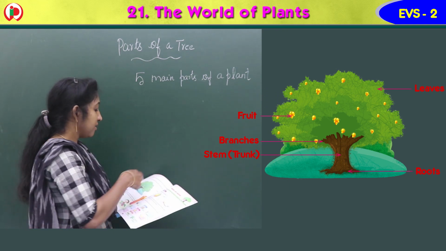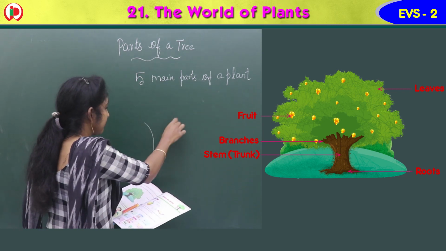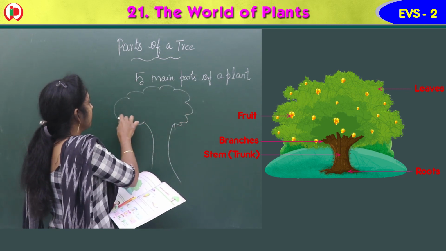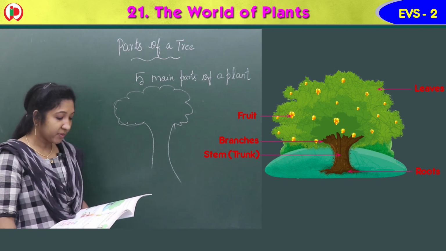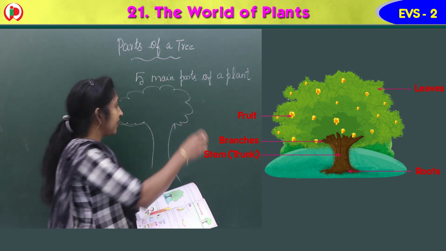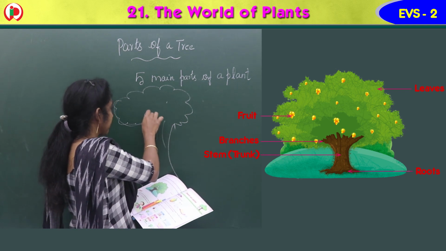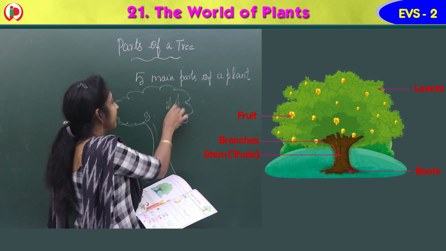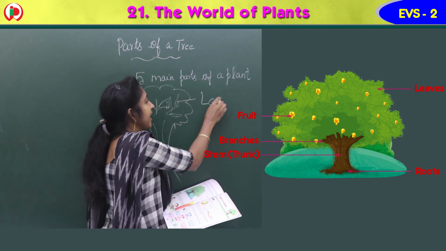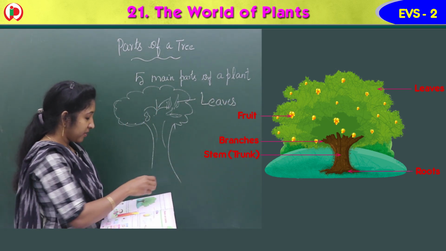Okay, let's see. Here that green color thing. Yes, green color. What is that? Yes, they are leaves. They have shown a big tree here. In the image you can see a big tree. The one that is full of green color, they are leaves actually. Small leaves we can see inside. Leaves, L-E-A-V-E-S.